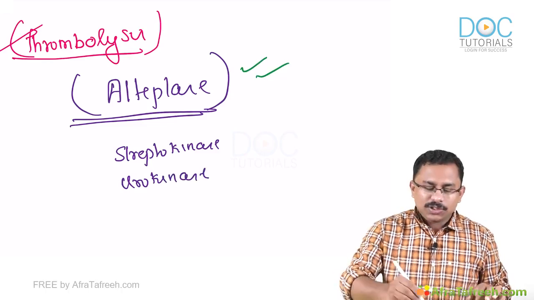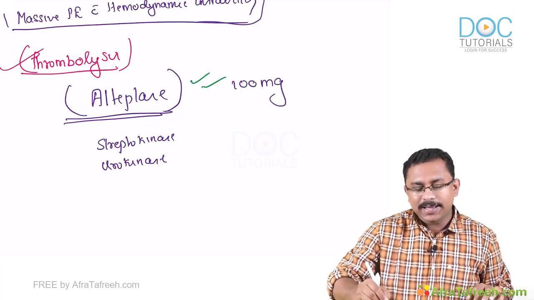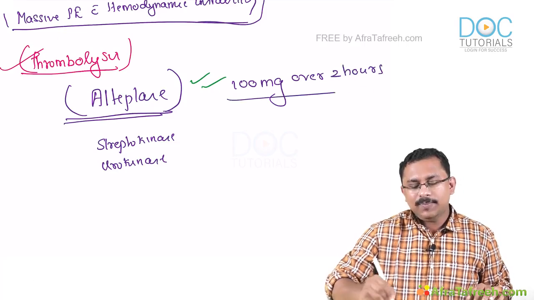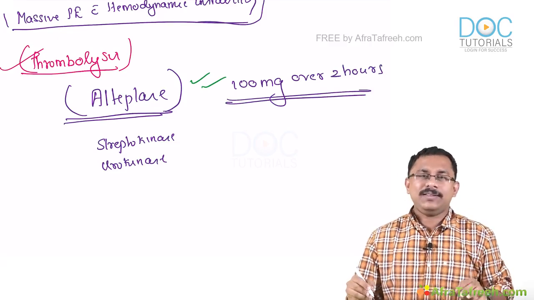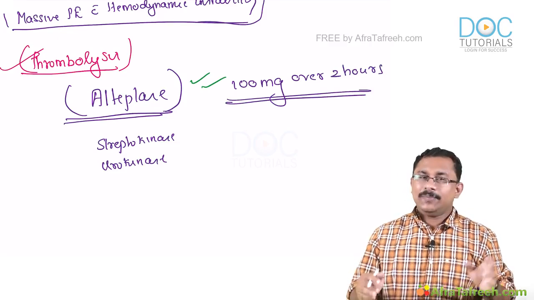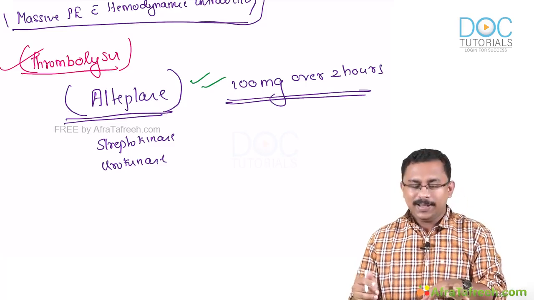So what is the dose of alteplase in pulmonary embolism? It is going to be 100 milligram, which you give as an infusion over 2 hours. 100 milligram over 2 hours. Now, when will you give the thrombolysis? Remember, earlier the better. Earlier you thrombolize, earlier the better.